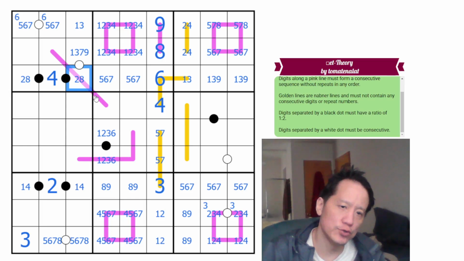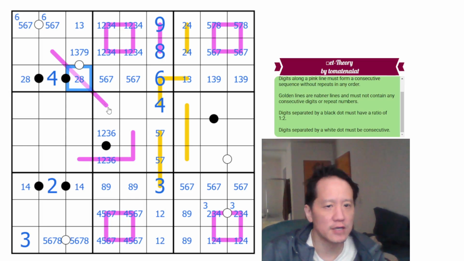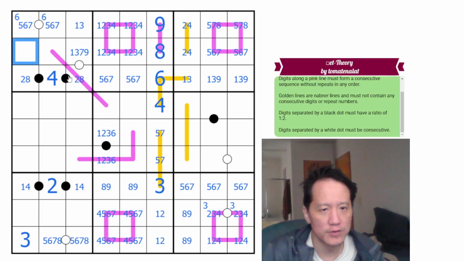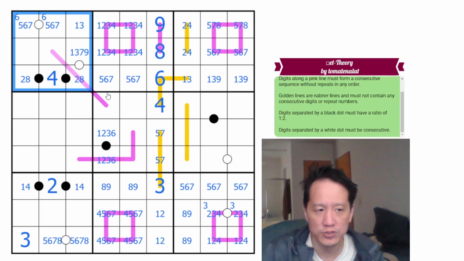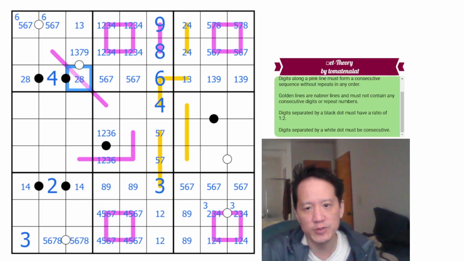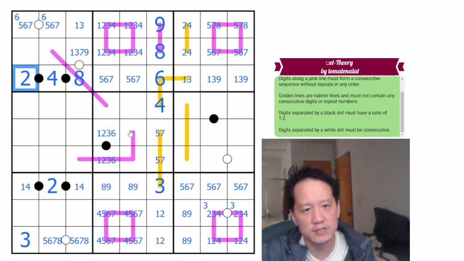This, if it's 2, would have to be next. It cannot have a 4 on this Renban, so it would have to specifically be 1, 3, and 1, 3. But then this 2 would be consecutive with another 1, 3, and there would be 3 1, 3s in box 1, which is not allowed because there's only 2 digits in 1 and 3. So this can never be 2. This must be 8, which makes this a 2.